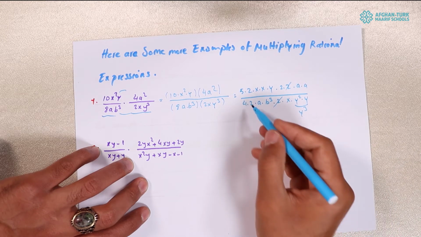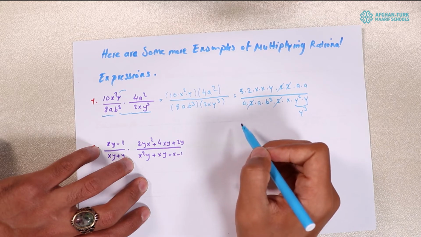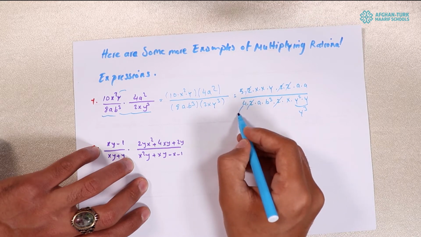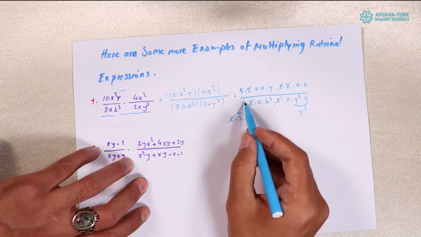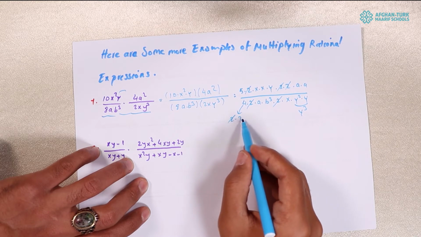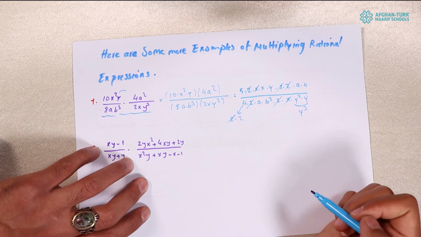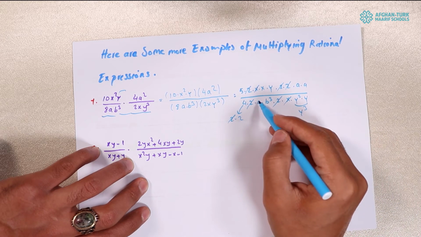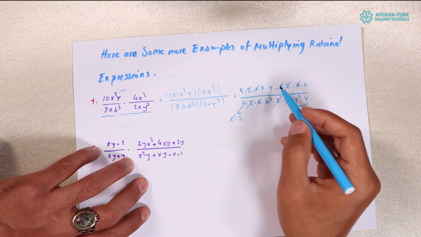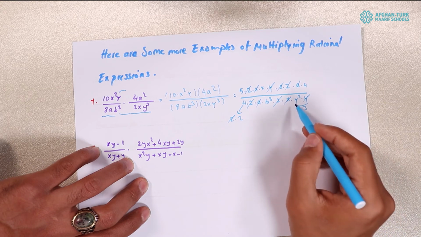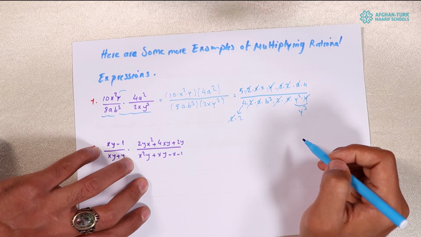2 goes with 2. Another 2 with this 2. Am I right? We have 2 here, and we have 4. 4 is equal to 2 times 2. We can cancel one 2 with this 2. It means instead of 4, we wrote 2 times 2. We have x here. x goes with x. What else? a goes with a. Another, we have y. y goes with this y. At the denominator we will just have y squared. Anything else? Nothing else.